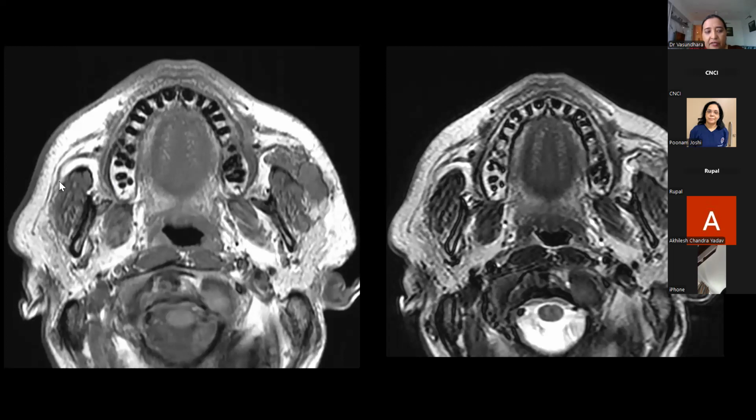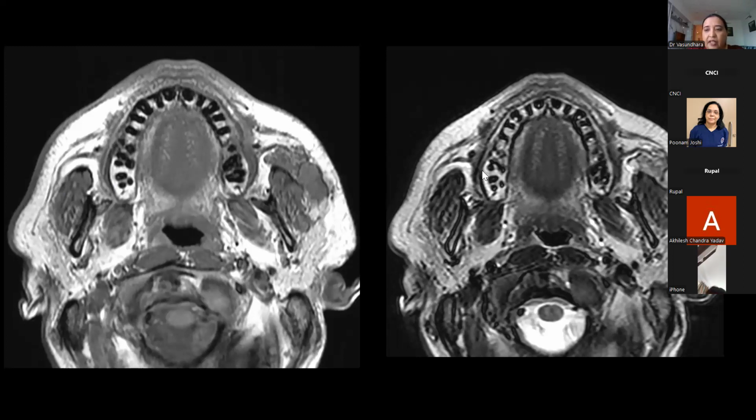So this is the duct which comes out, takes a 90-degree bend and opens opposite the upper second molar. You will see another structure coming anteriorly. This is not the duct, this is the zygomaticus major. So you want to see the duct come anteriorly, taking a 90-degree bend over here.